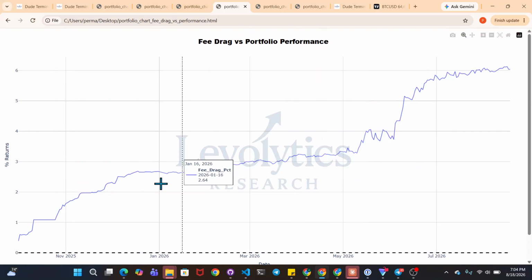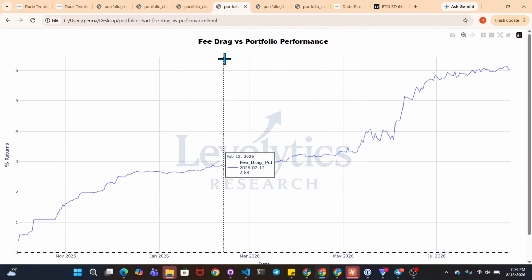Okay, so with that in mind, this chart shows fee drag. And what I wanted to calculate with fee drag is how much am I paying in fees and how much is that value compared to the current value of my portfolio. And this value right now is 6.